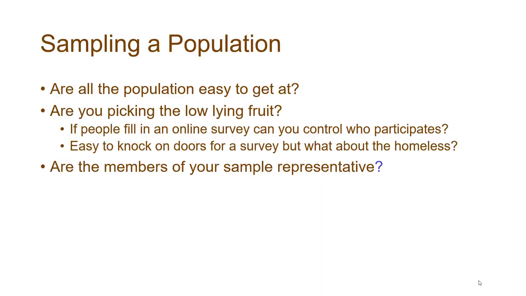Now, I said before that within a population, not everyone's easy to get at, so are you picking the low-lying fruit? If people are filling an online survey, can you control who's participating? When you're knocking on doors for a survey, that's fine, you know about all the homeowners, but what about the homeless people? Were they making a serious contribution?